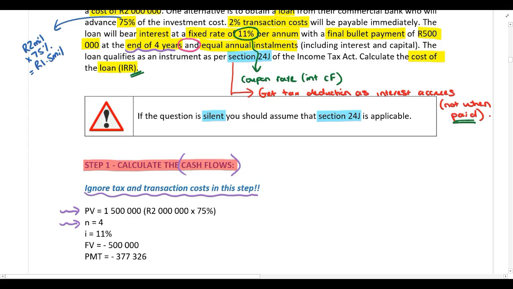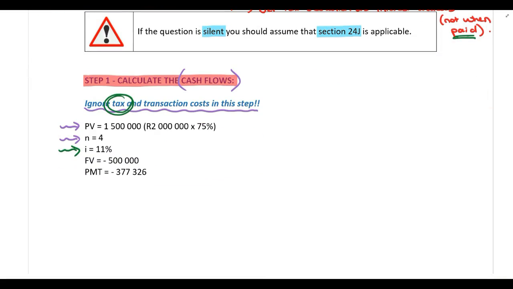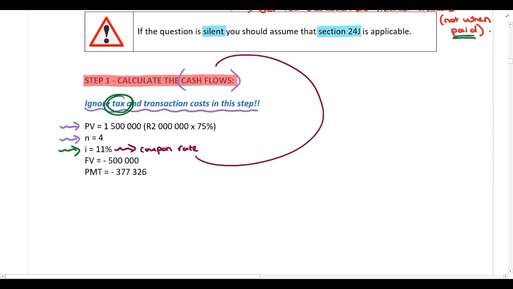Please note, we are calculating our cash flows. So when calculating our interest cash flow, you use the coupon rate. So the interest rate that you use in your calculation over here is 11%. Once again, guys, we are ignoring tax in this step, so you just use 11%. Don't get the after-tax rate, it's the rate before tax. So it's important to note, this is the coupon rate. We use the coupon rate when we are calculating our cash flows. All right, and it's the rate before tax. Please make sure that you ignore tax.